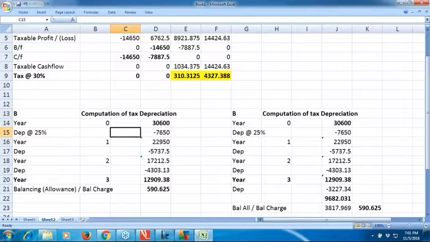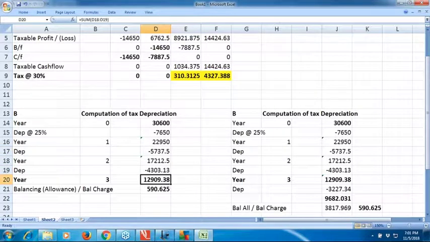Okay, now let's go through this tax depreciation calculation. Originally we had an asset of 30,600. Then we had this 7650 depreciation. So in year one, we have a carrying amount of this. Then we have further depreciation, and we have a carrying amount of this at year two. Then further depreciation, and a carrying amount at year three.